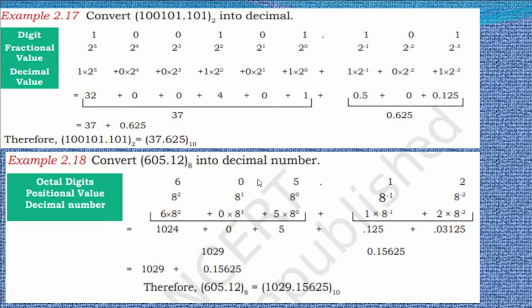Similarly, for converting from base 8 to decimal, we write down with 8 to the powers. So over here, once again, since it's after the decimal place, we take 8 to the power negative 1 and the second one is 8 to the power negative 2. And we add both of these separately and we get the answer as 1029.15625.